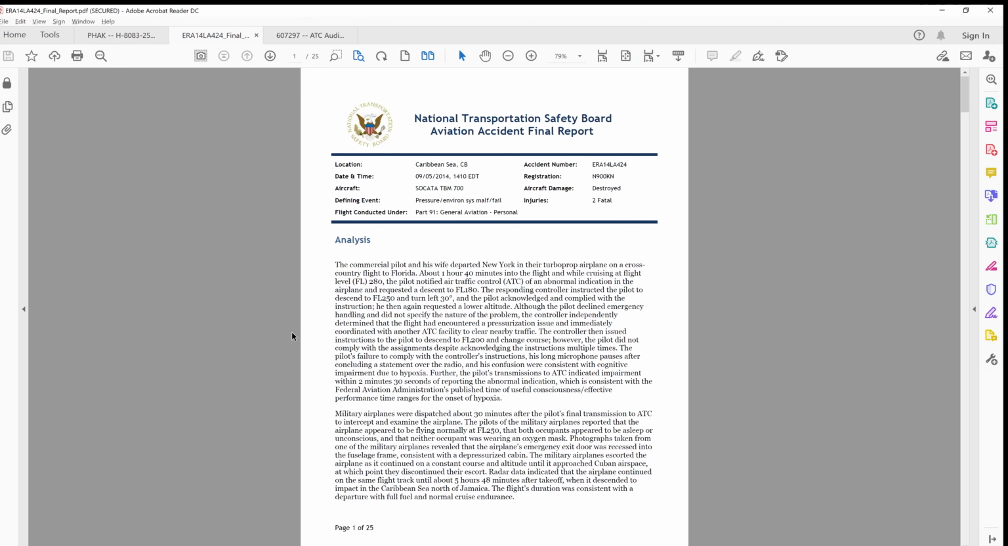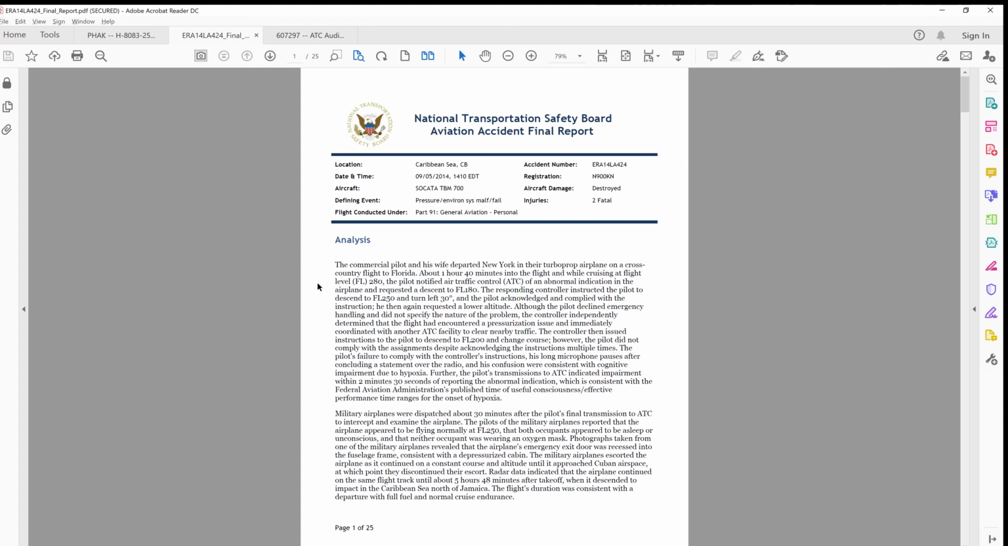So in this case, the pilot and his wife were flying from New York State down to Florida. About an hour, 40 minutes into the flight, cruising at 280, they notified ATC of an abnormal indication of the airplane and requested a descent to flight level 180. Okay, again, that's no emergency per se. That's not necessarily an abnormal request. That's slightly out of what's normal.